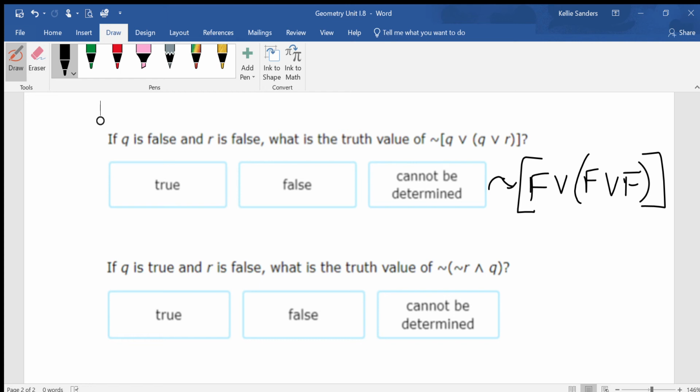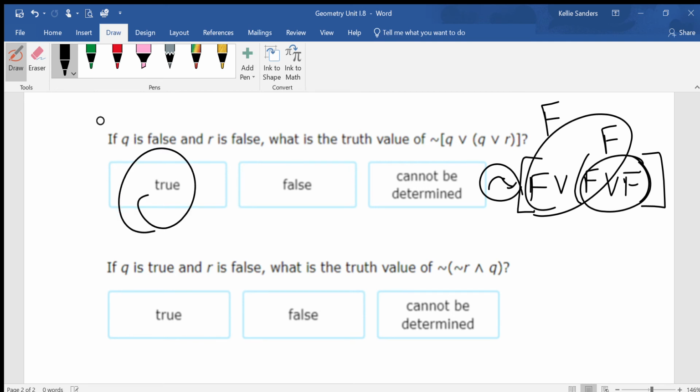So what do you think? This is going to be false. This is going to be false. So what's not false? True.